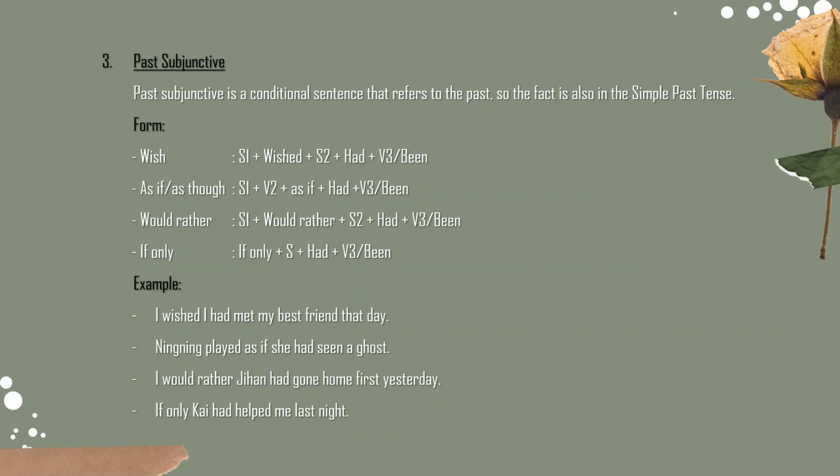The third one is would rather. The formula is subject, plus would rather, plus subject, plus had, plus verb 3 or been. And the last one is if only. The formula is if only, plus subject, plus had, plus verb 3 or been. And this is for the examples. The first one is I wish I had met my best friend that day. The second example, Ning Ning played as if she had seen a ghost. Next, I would rather Jihan had gone home first yesterday. And the last one is if only Kai had helped me last night.